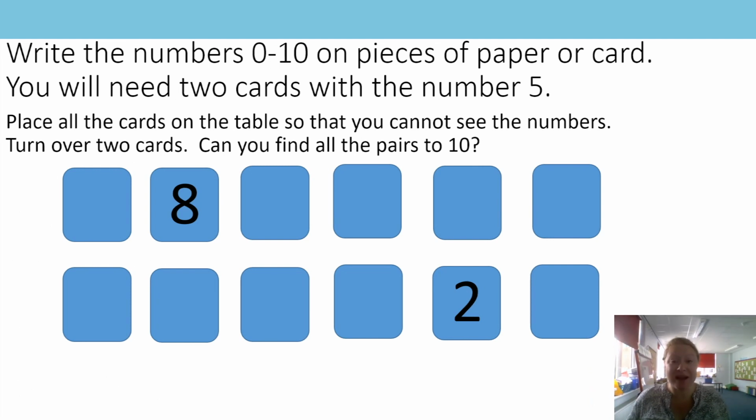So as well as practicing your chant, we've got another activity for you to do for practice after this session. What we'd like you to do is get some pieces of paper and you're going to write the numbers 0 to 10 on your pieces of paper. You will need 2 cards with the number 5 on, okay? Then you're going to place all the cards down on the table so you can't see the number, face down.